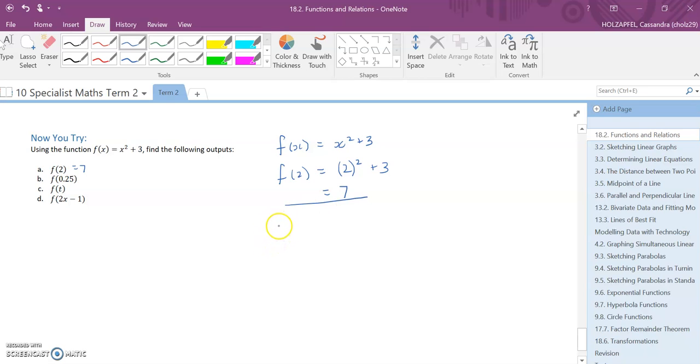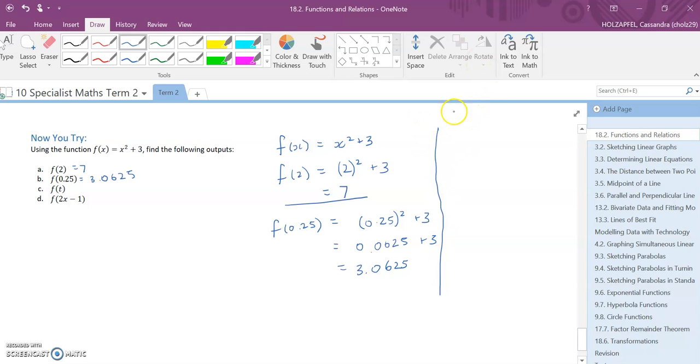All right, for B, the next one, we're substituting in 0.25 instead. So that's going to be equal to 0.25 squared plus 3. 0.25 squared is 0.0625, plus 3. So that's going to be equal to 3.0625. So let's write that in here.